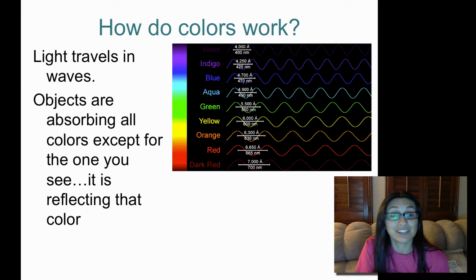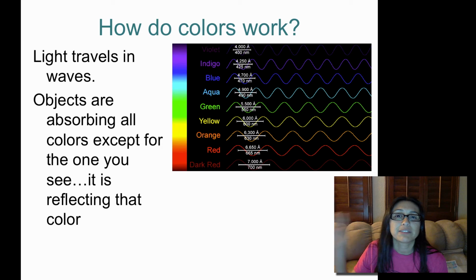So when you see an object, it's really every color except the color you're actually seeing. It's actually reflecting that color back to your eyes, and that's why you're seeing that specific color. Now, if something's black, that means it's absorbing all the colors and nothing's being reflected back to your eyes. If something is white, all the colors of the rainbow are hitting it, and every single color is being reflected back to your eyes.